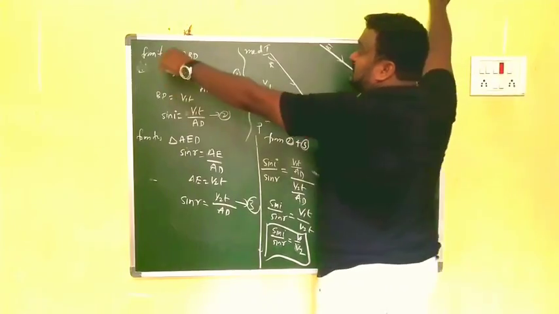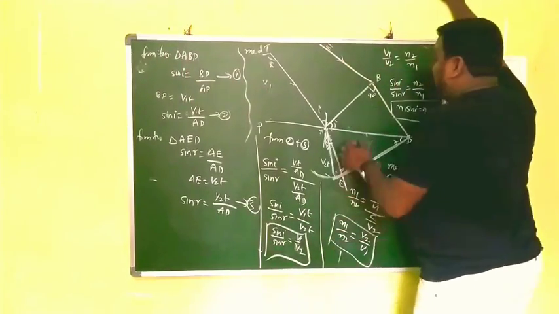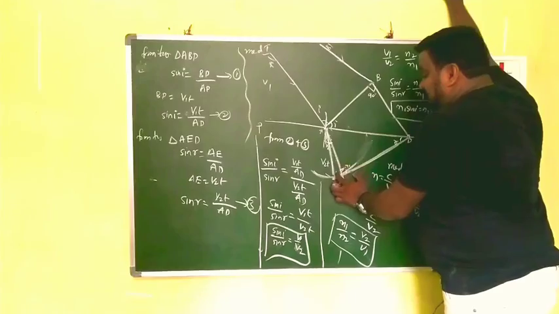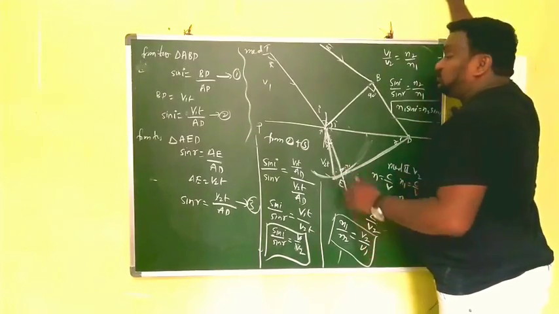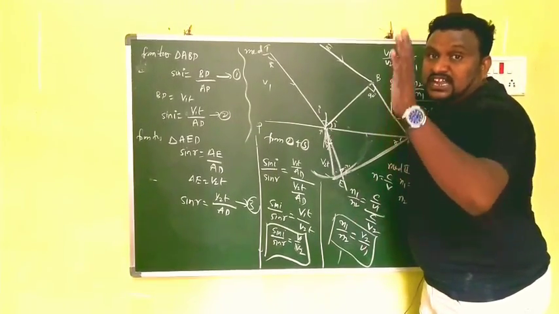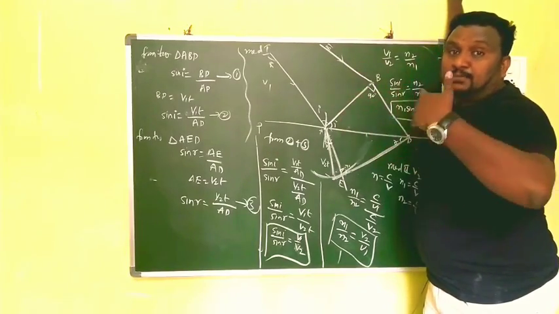ABD, this is the triangle ABD. Children, this angle is also 90, and this also 90. Clear? So the side which is opposite to the 90 degrees should be taken as the hypotenuse.